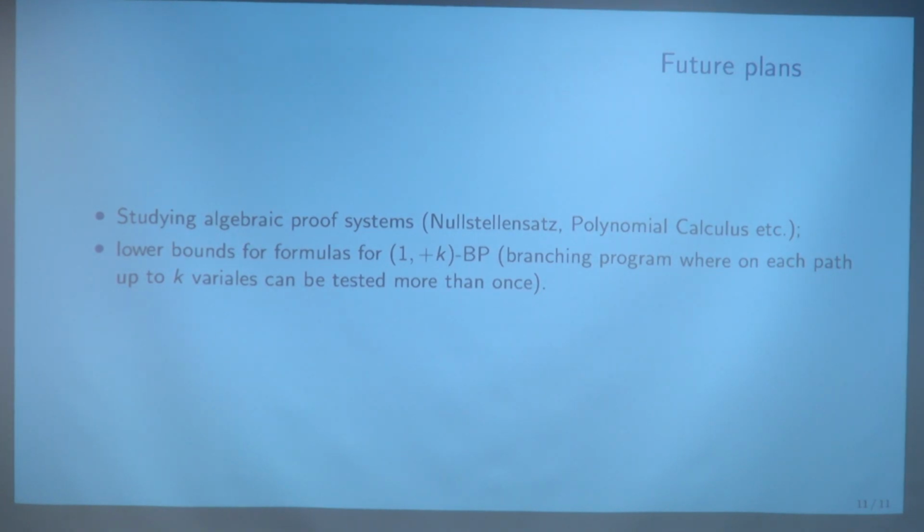Okay. And the second subject that interests me is read-once-plus-k branching programs. A 1-plus-k BP is a branching program where we can test variables on each path no more than once, but we can test up to k variables an arbitrary number of times. And the deal with these things is that we have lower bounds for functions. But if we are to consider this as a proof system, we would need lower bounds for formulas. And that's what I'm currently trying to do.